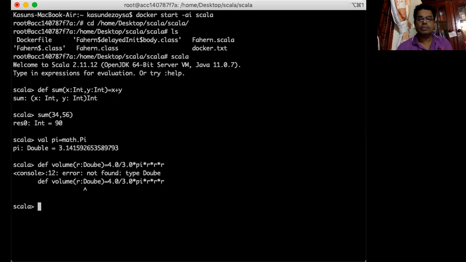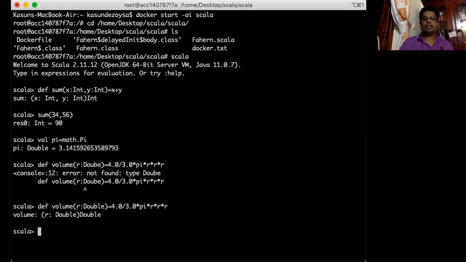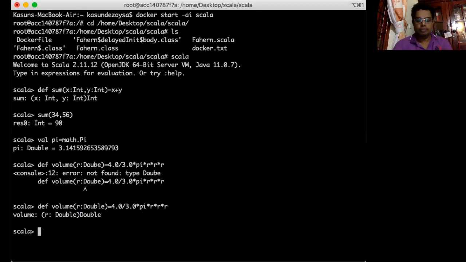Okay, I made a mistake. Double, D-O-U-B-L-E. If I define the return type double, I don't need to write 4.0 like that. I write 4.0 like that because then Scala knows the return type should be double. So it automatically declares a function called volume that takes r as input and outputs double. So the volume function is ready.